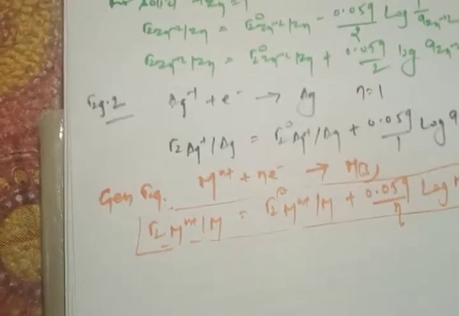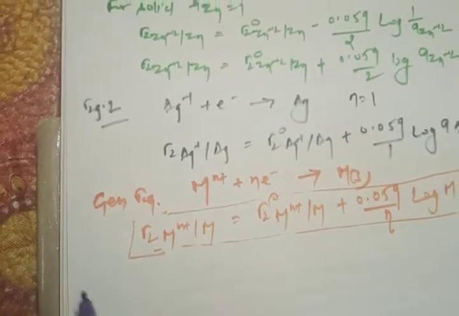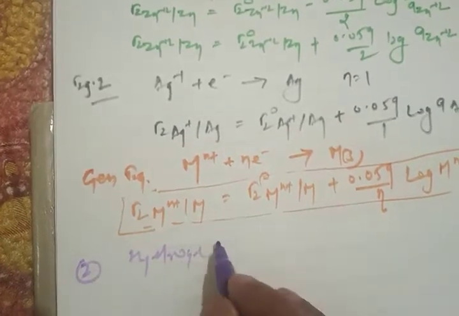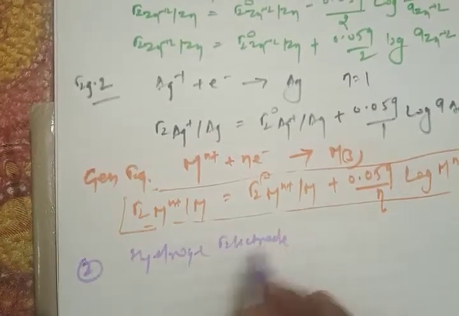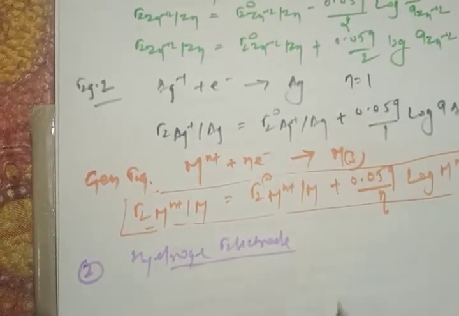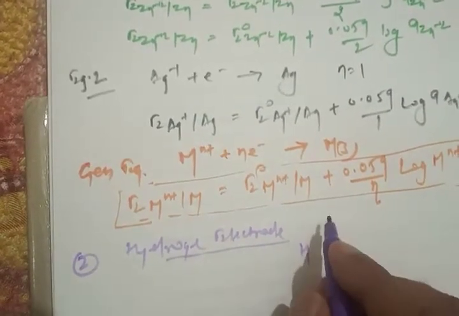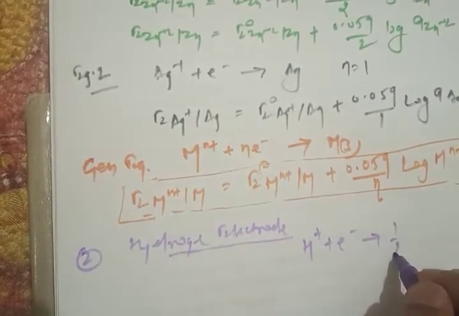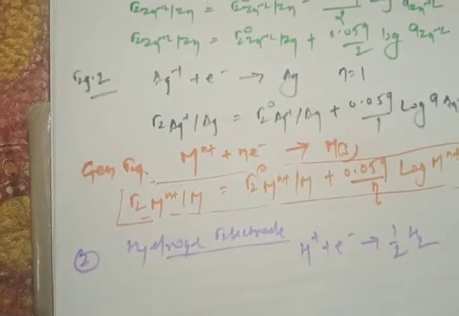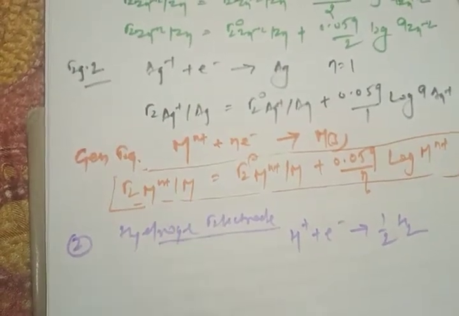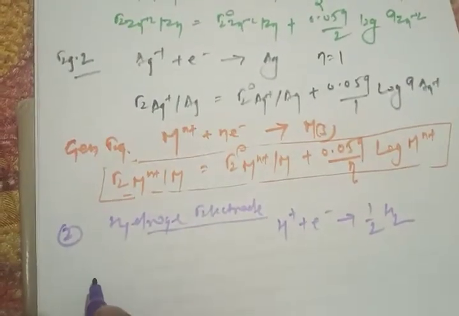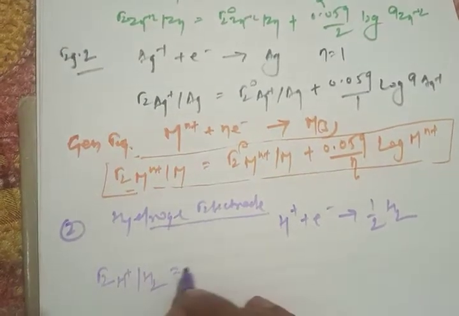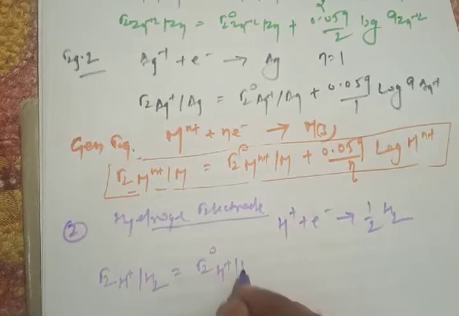Now let's take the second electrode, and that is the hydrogen electrode. Hydrogen electrode, very common, the standard hydrogen electrode. So the equation for the hydrogen electrode is again H+ gaining one electron, and this will give half H2, or hydrogen gas. So in this case, n is 1. Let's write the Nernst equation in this case. So the Nernst equation in this case is E H+/H2 equals E naught H+/H2.